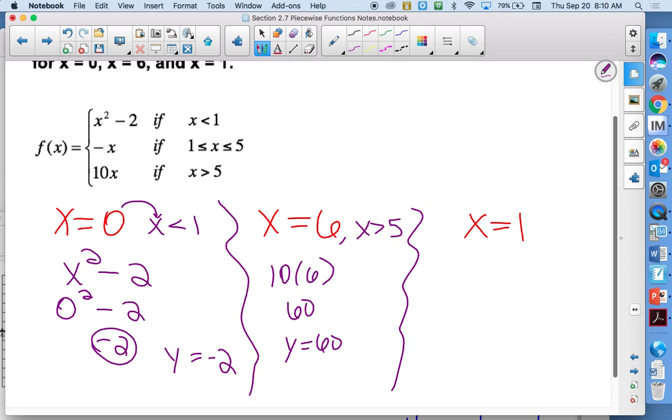And then the third one, Maggie, what's that go with? 10 or negative x. Yeah, it goes with negative x because 1 is less than or equal to 1, which is also less than or equal to 5. 1 is equal to 1. So we have negative, I guess really it's negative x, but negative 1. Questions?